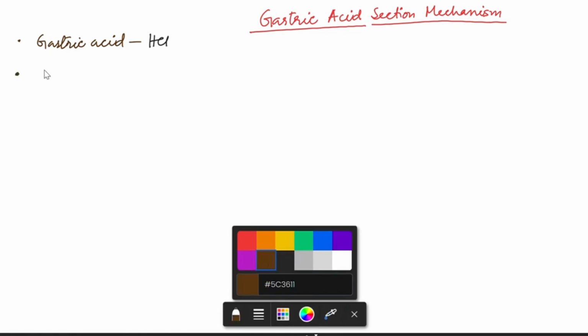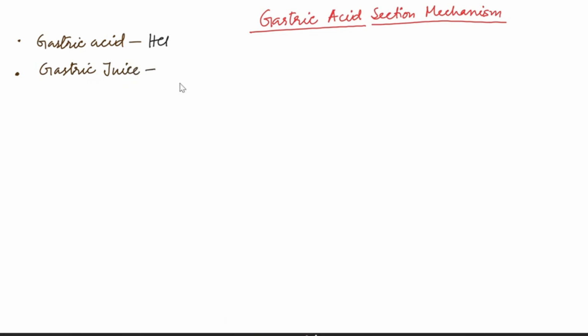Now, what is gastric juice? That is a thin, colorless, acidic liquid which is secreted by gastric glands, which contains HCl, pepsinogen, intrinsic factor, mucus, etc.